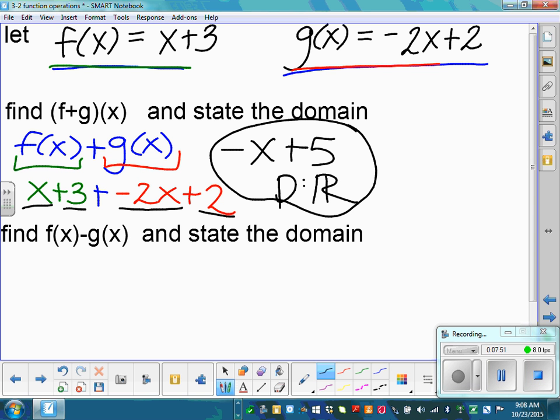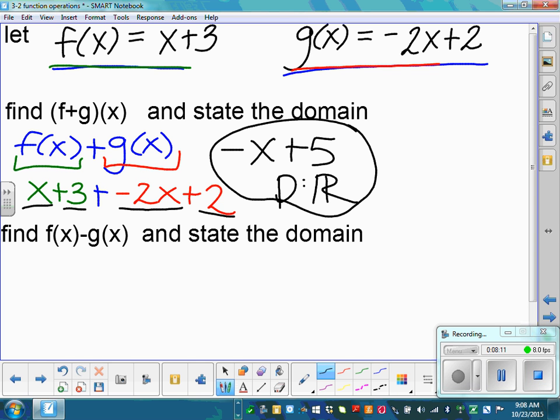Any questions? Right. Well, there was no negative, right? So we're just combining like terms. So positive 3 plus 2 is positive 5. Yeah. Good question.